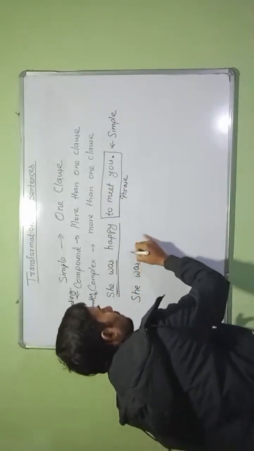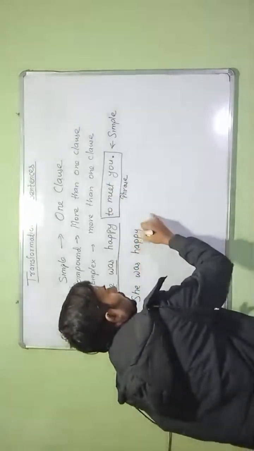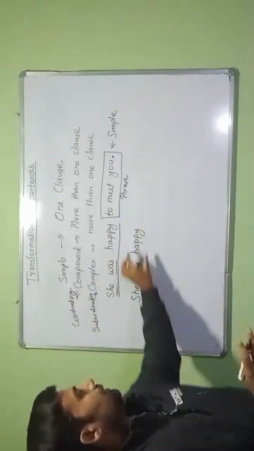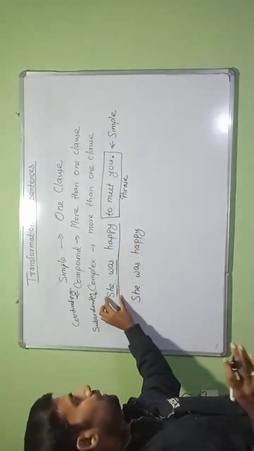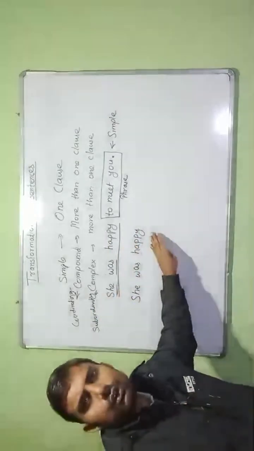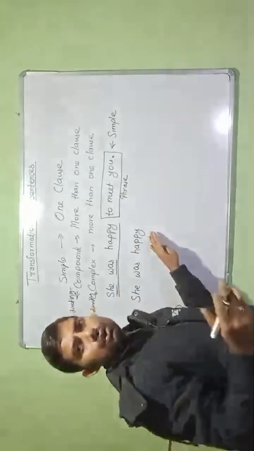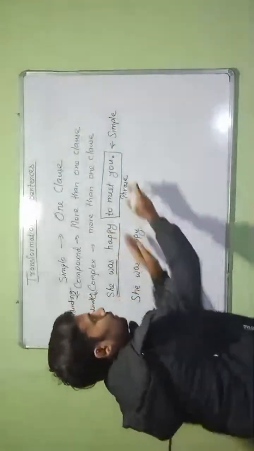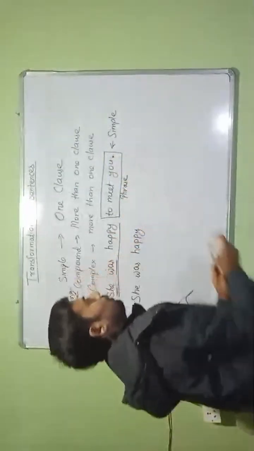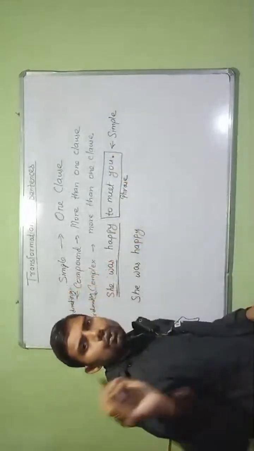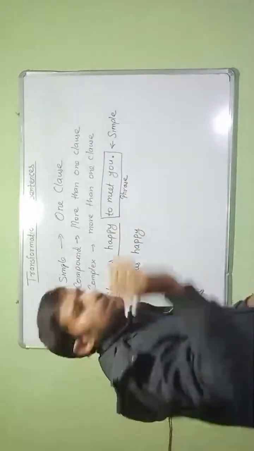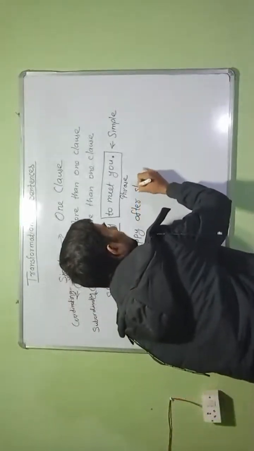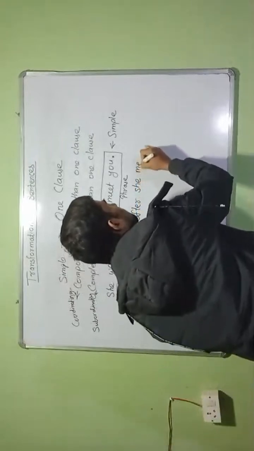She was happy. So you see, I did not change this clause at all. I have left this as it is because this was already a clause. I just need to increase the number of clauses to change it into complex. Now this was a phrase, just change it into a clause. How? I have already found the conjunction that I need to use, which is "after." So I will use "after," and then I can write "she met you."